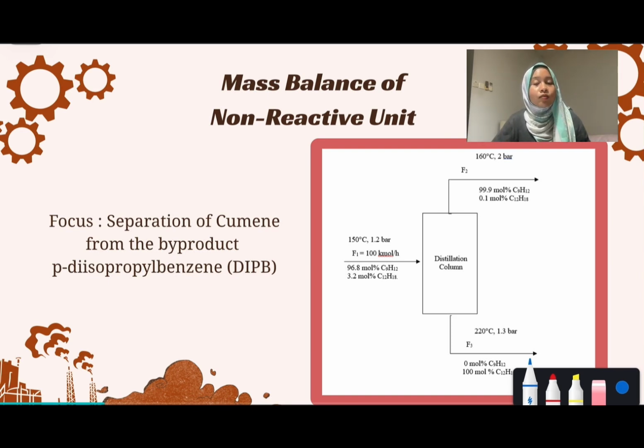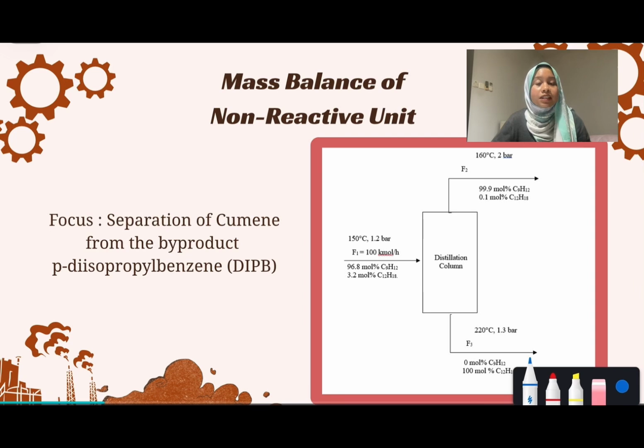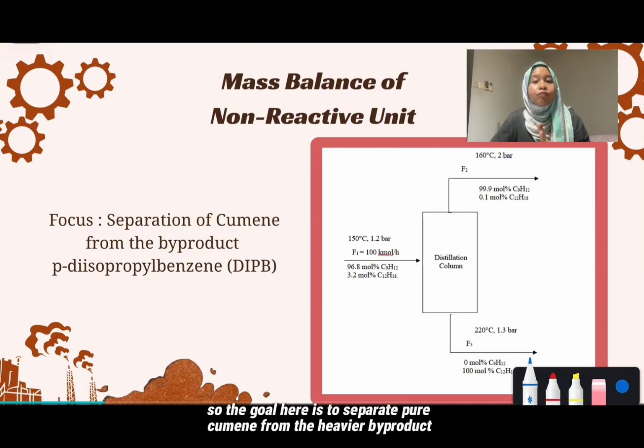Firstly, as part of our cumene production plant design, we have to do the mass balance, and it is very crucial. So our objective was to quantify every stream variable, including molar flow rates and compositions. So I'll begin with the non-reactive system, focusing on distillation column 2. The goal here is to separate pure cumene from the heavier byproduct PDIPB.